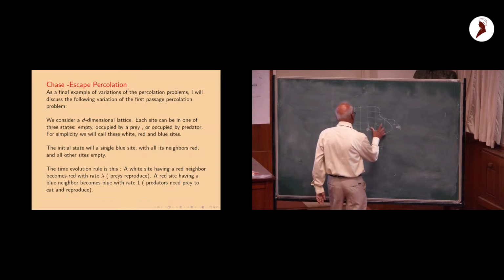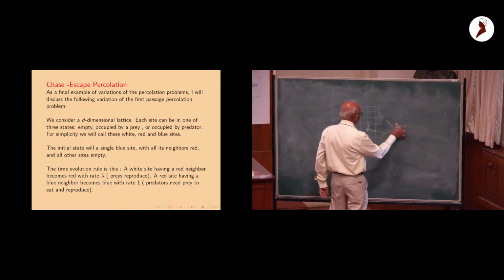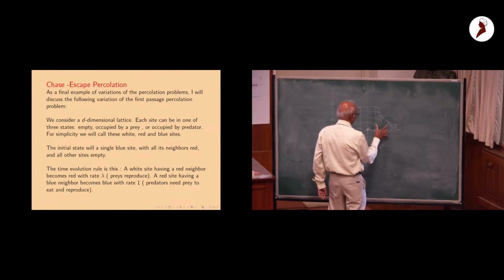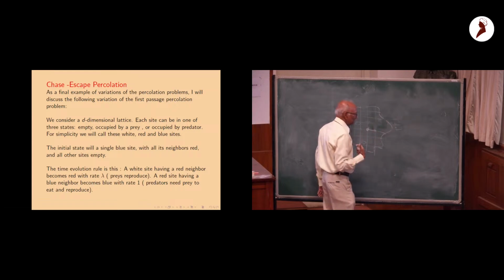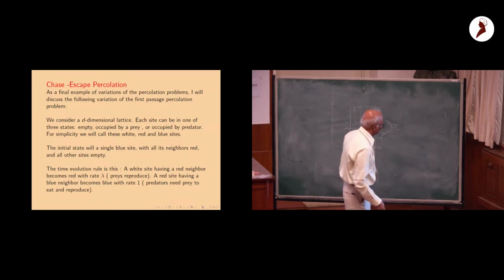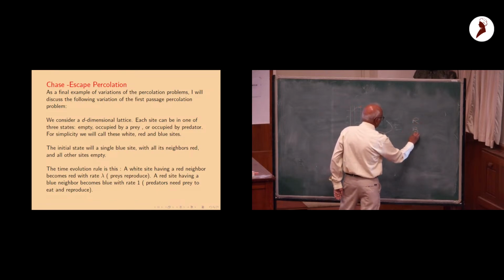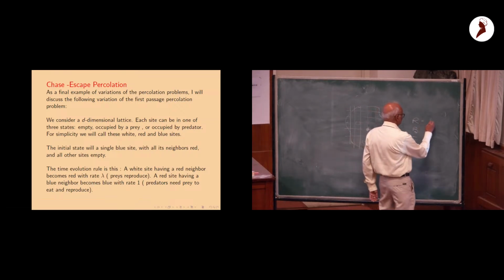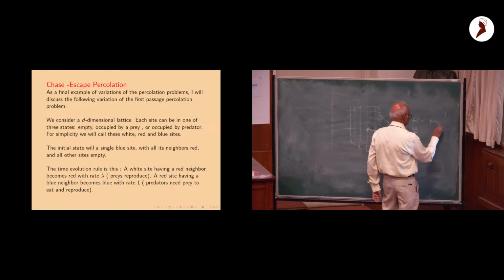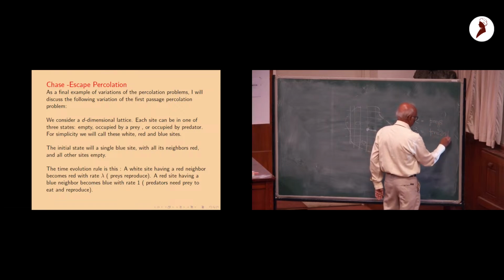Now we will just modify this problem to make it slightly more structured and more complicated. So we will say there are two types of sites. One is called red, and one is called blue, and one is called empty. So red people are called preys, blue are called predators, and E is empty.